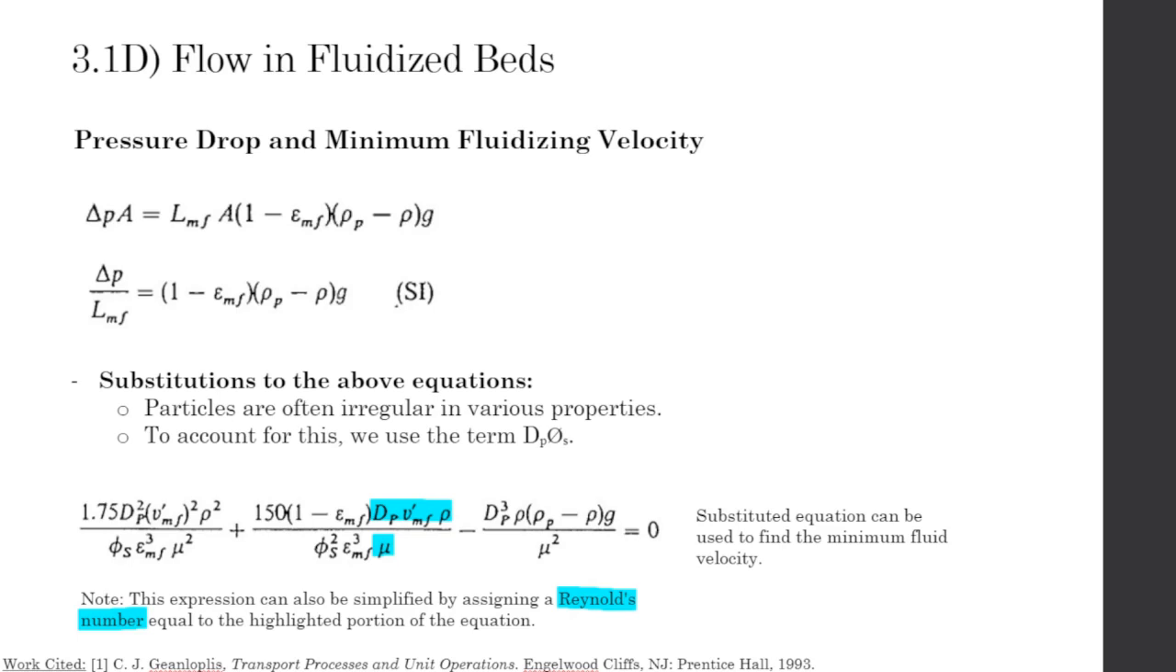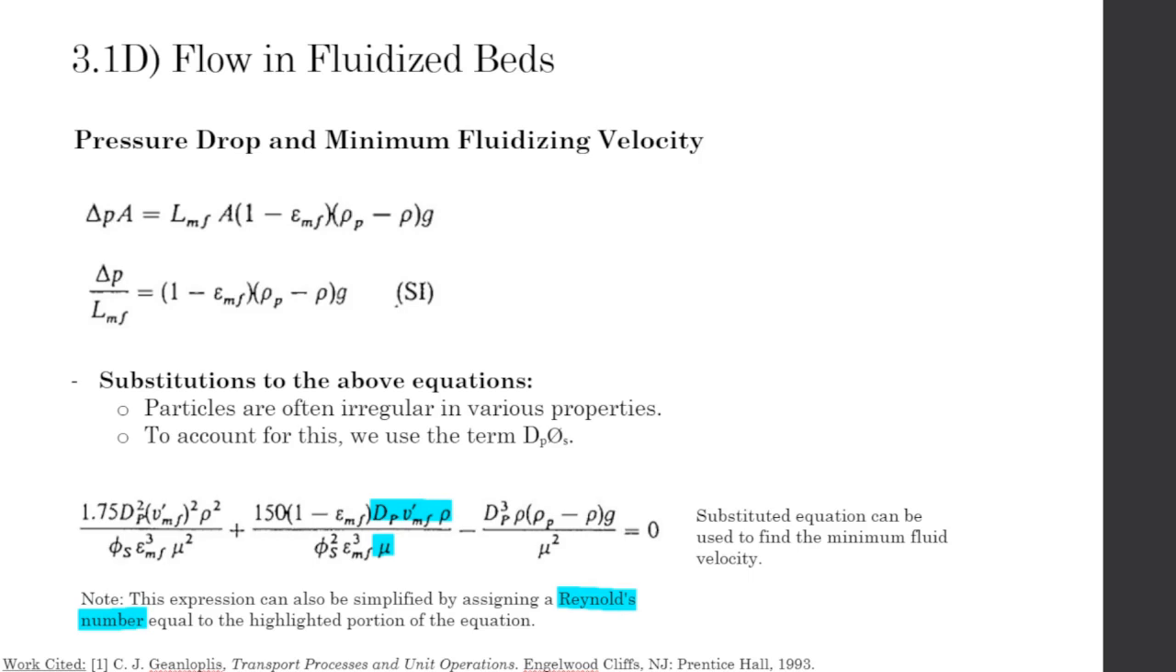Then we have the difference in rho, and then times g, which, you know, buoyancy equals rho times v times g. So that relationship is shown here. We also have this equation written in its SI form, which is just moving the LMF to the other side, and the area cancels out. So this is for a very ideal case in which you have the specifics of your particle and you know your epsilon mf value.